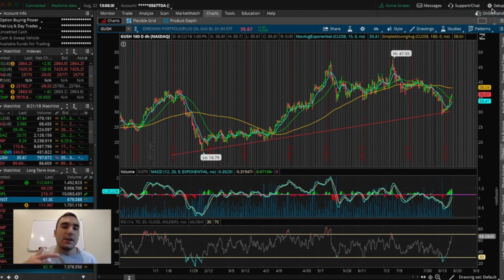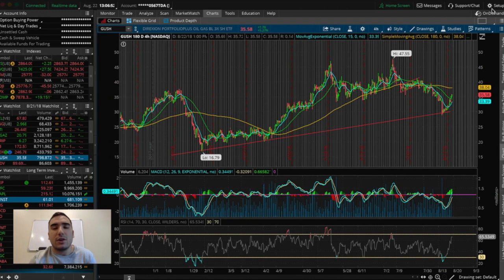So what indicators do we use? What indicators do I personally use? We're going to talk about the moving averages first, the EMA line, the SMA indicators, both the 50-day and the 180-day. Then we're going to talk about the RSI levels, and then we're going to talk about the MACD indicator. But let's talk about moving averages first.